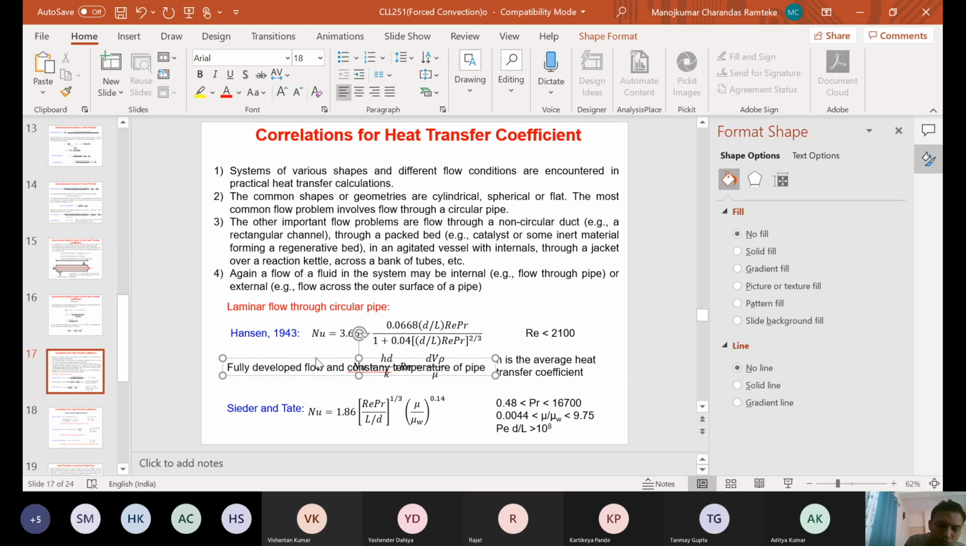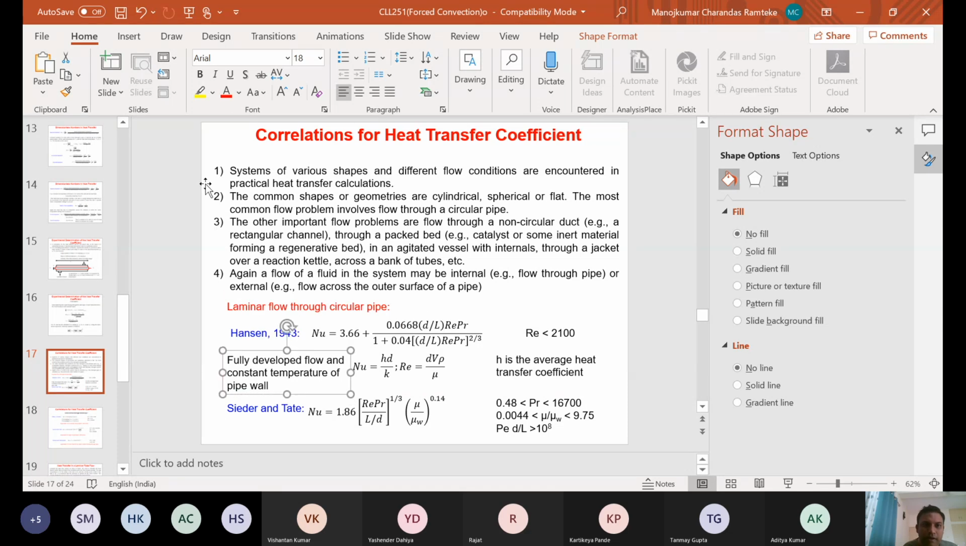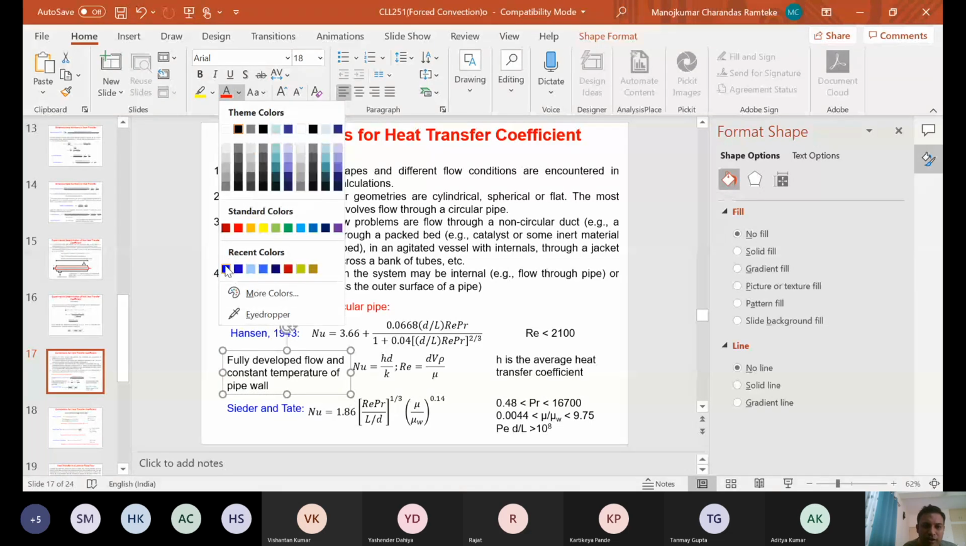Constant temperature of the pipe wall. Okay, this statement is very important. Why is this very important? We will come to it very soon. I will just make it with some different color.